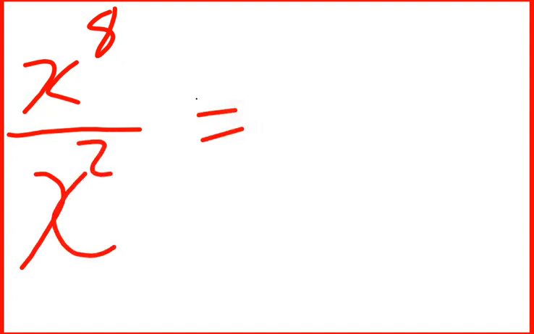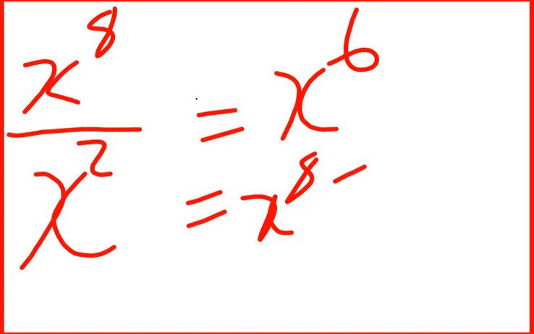So x to the power of 8 divided by x to the power of 2 would be x to the power of 8 minus 2, which is 6. So x to the power of 6, because we said x to the power of 8 minus 2 is x to the power of 6. And that would be our answer.